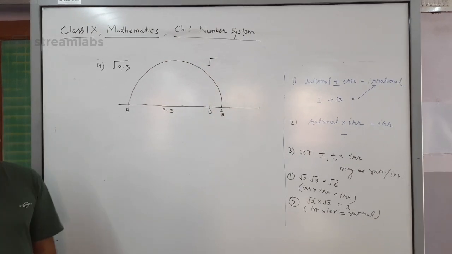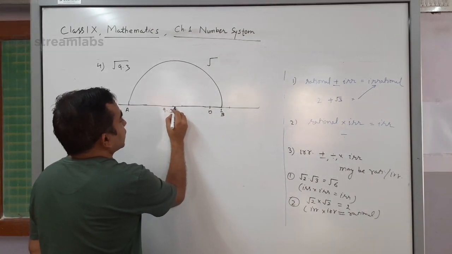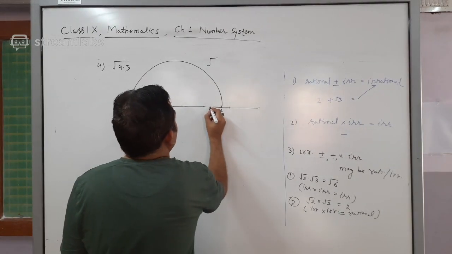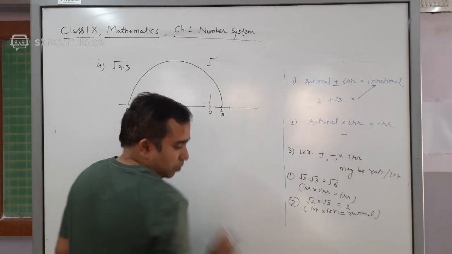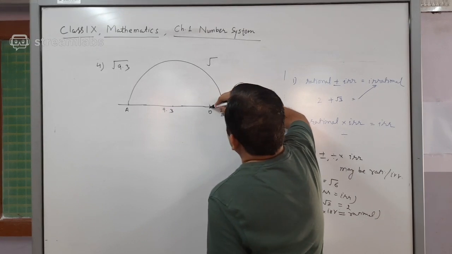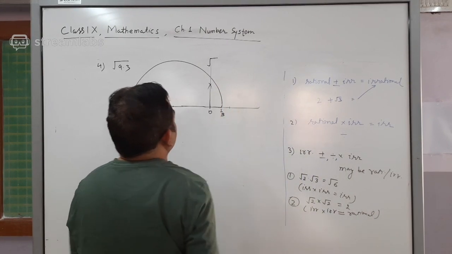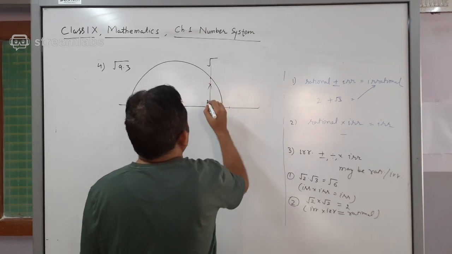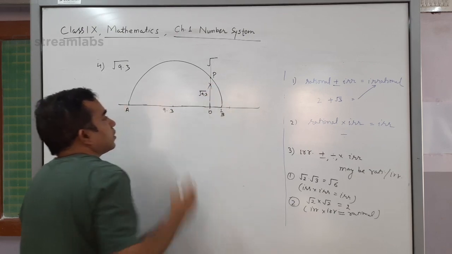How to draw? You can find out the midpoint, which is the center, and then you can draw a semicircle. Now at O, draw a perpendicular. Where the perpendicular meets the semicircle, say this point is P, this will be root 9.3, isn't it?